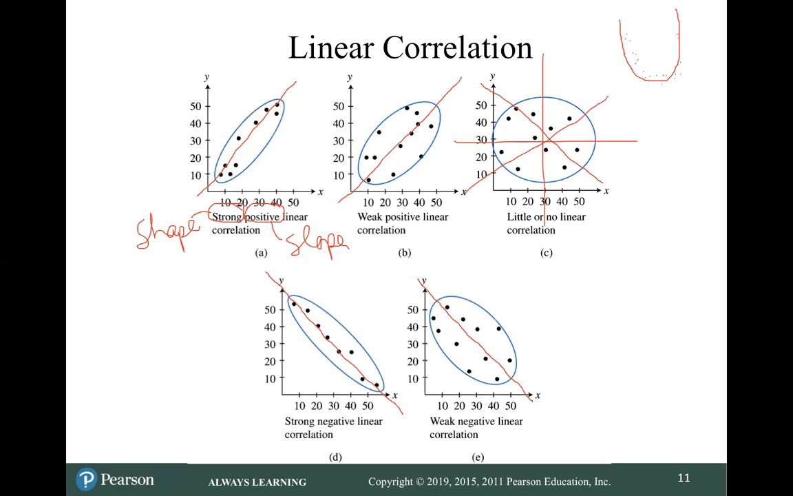So linear correlation means it is close to the shape of a line. If it's strong, it's almost close to the shape of a line, then it's weak. If it's increasing, it's positive. If it's decreasing, it's negative.